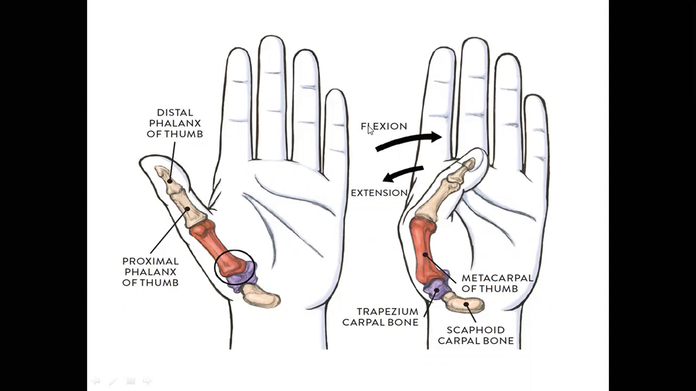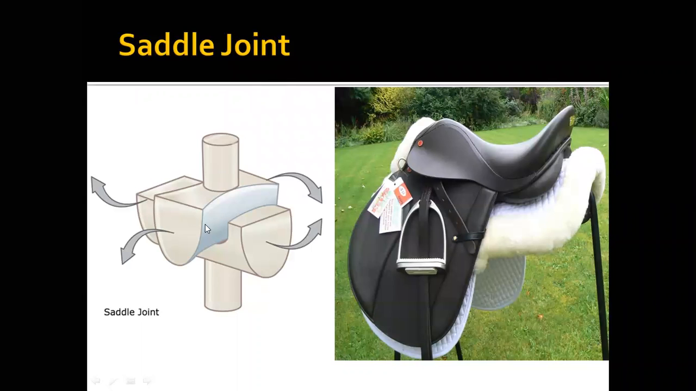Moving on. This is the saddle. This bone has the convex shape, and this bone has the concave shape. This bone has concave shape. This bone has convex shape. And it is just like a saddle on the horseback. So we termed it as saddle joint.